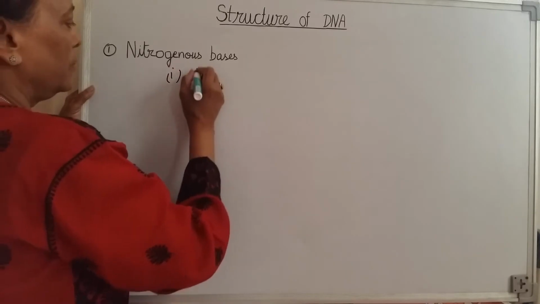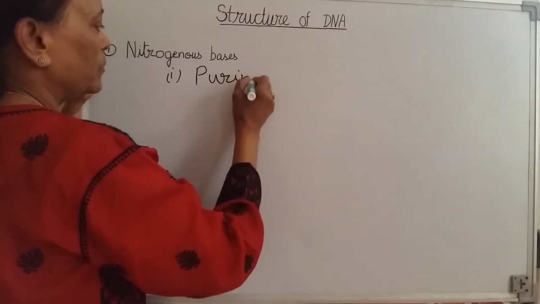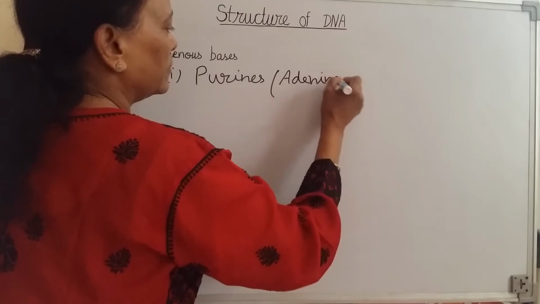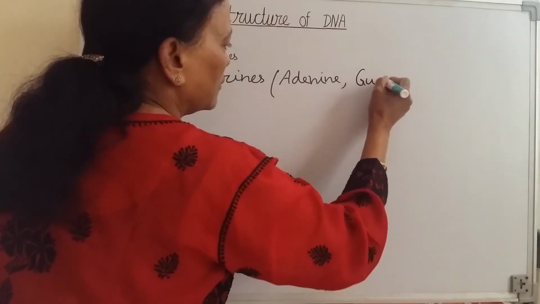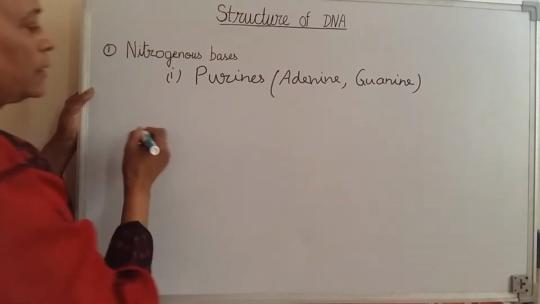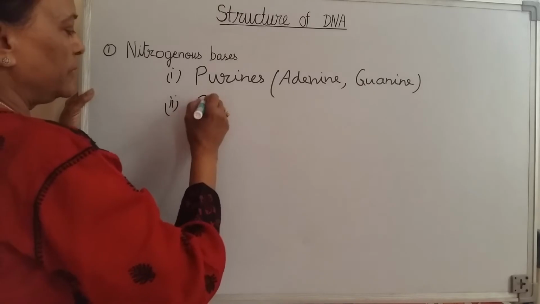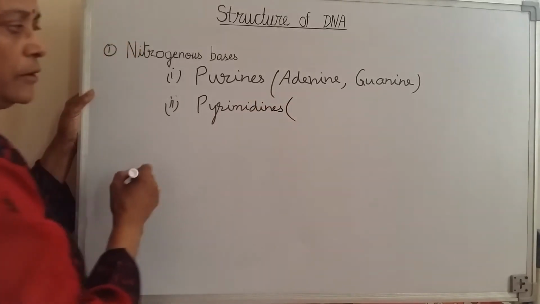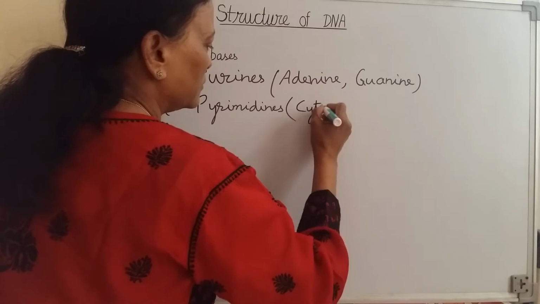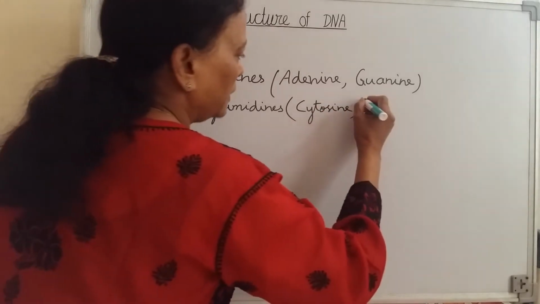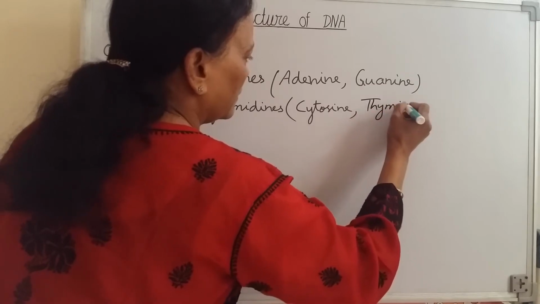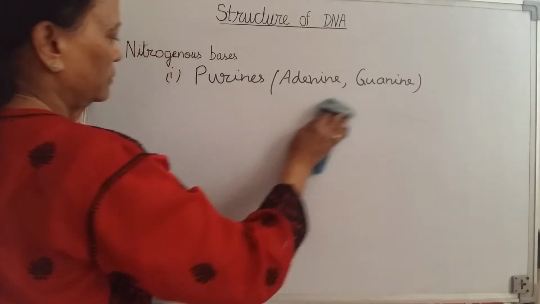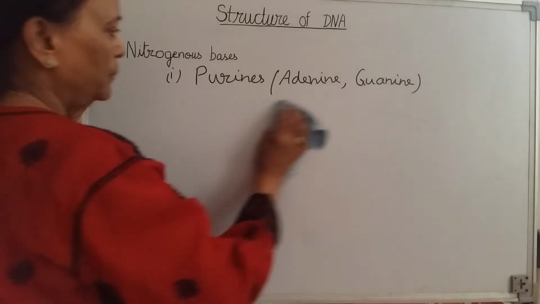First are called purines, in which we have adenine and guanine. Second types are called pyrimidines, in which we have cytosine and thymine. Now the purines. First type of nitrogenous bases are purines.